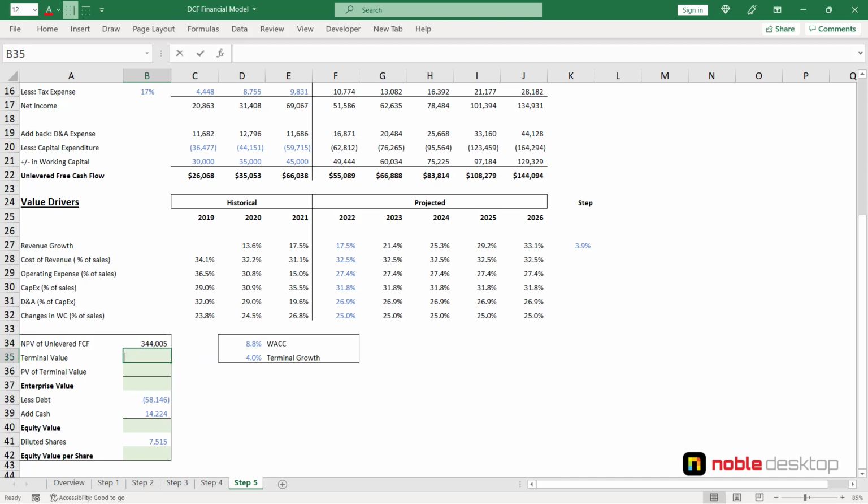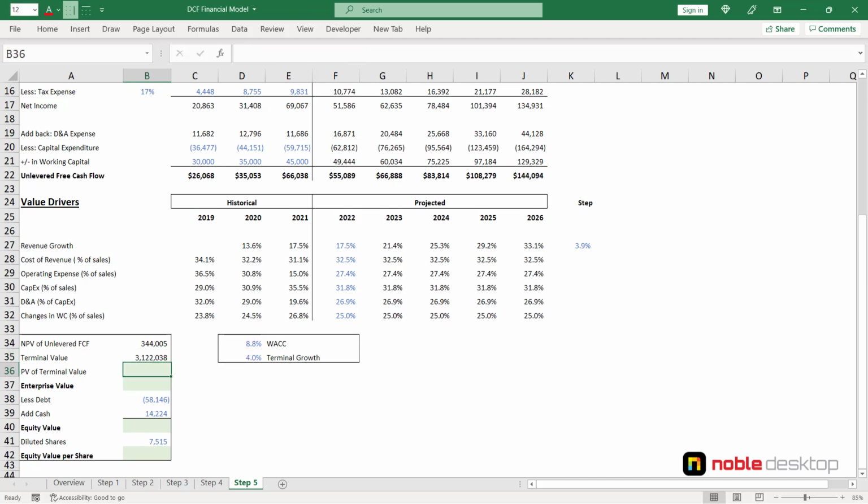My terminal value is equal to the last free cash flow for the last projected year multiplied by 1 plus my growth rate, and divided by WACC minus growth rate. Growing perpetuity method we discussed in other videos with you. I like the formula, enter.